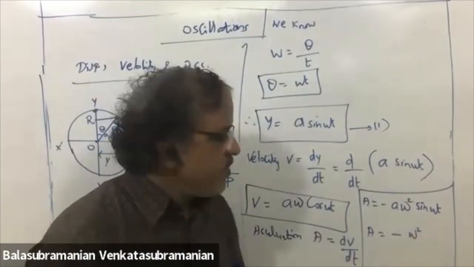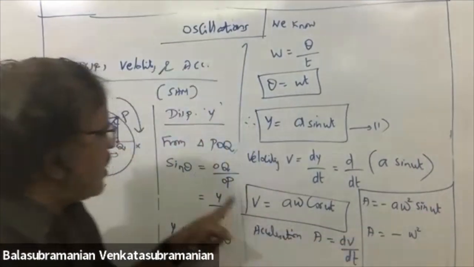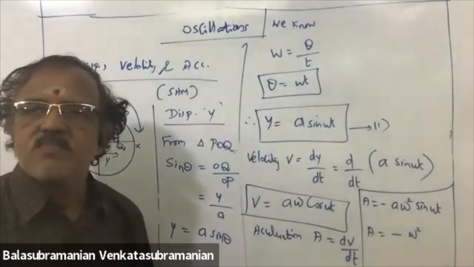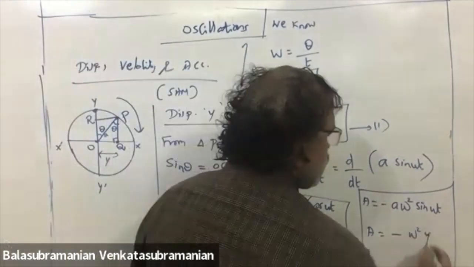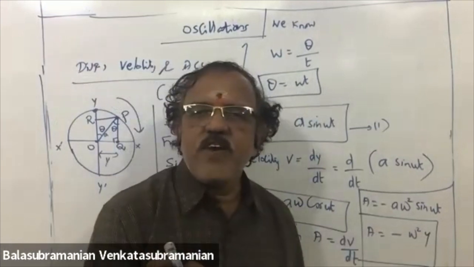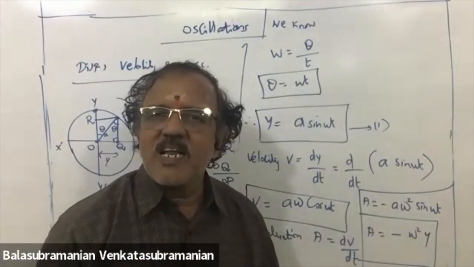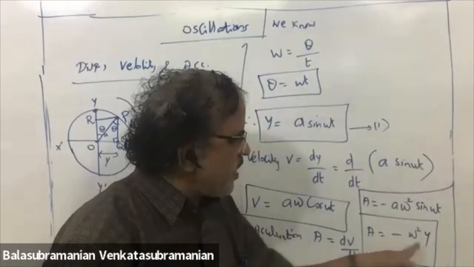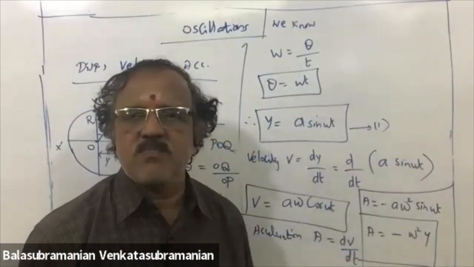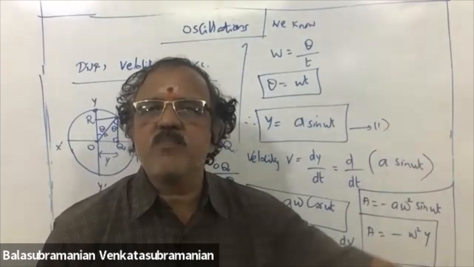What is the formula? A sin omega t. A sin omega t is nothing but y. So minus omega square y. While defining simple harmonic motion, we have discussed acceleration proportional to displacement with a negative sign. Here we have a negative sign. So this is called simple harmonic motion.